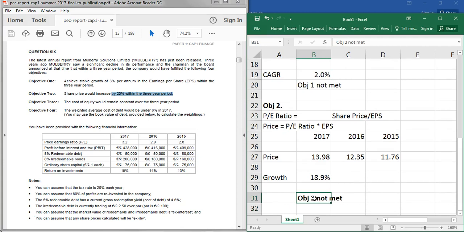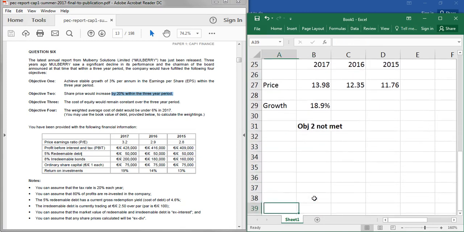So again, another tricky one, understanding your knowledge of PE ratio, earnings per share, and how to back into what the share price will be. So objective 1 and 2 are very good at testing your knowledge of investor ratios, which is earnings per share, PE ratio, and applying that knowledge. The next two now are going to look at cost of capital, in particular cost of equity and cost of debt. So what you're asked here for the cost of equity is, has it remained constant over the 3-year period?